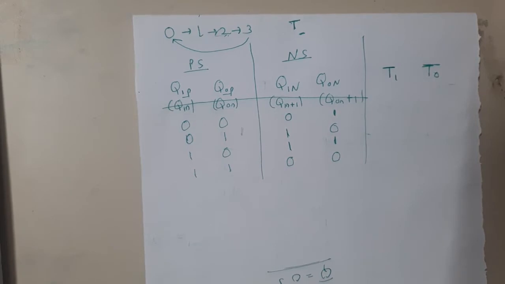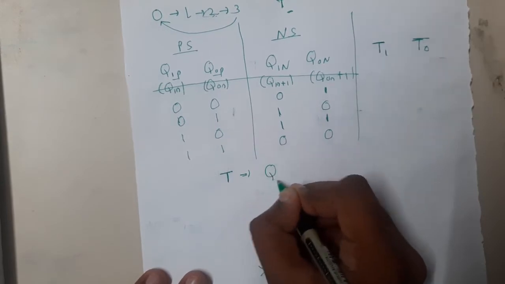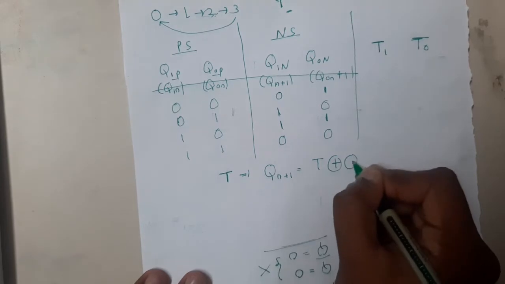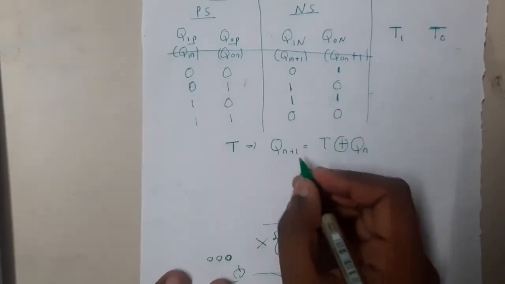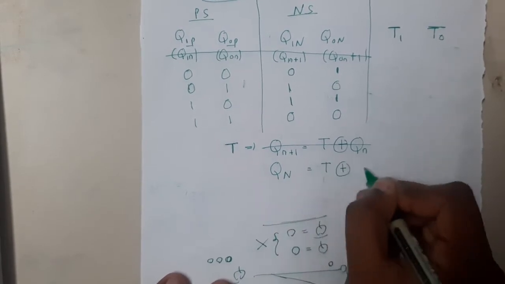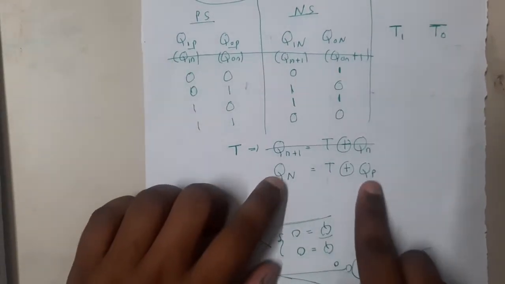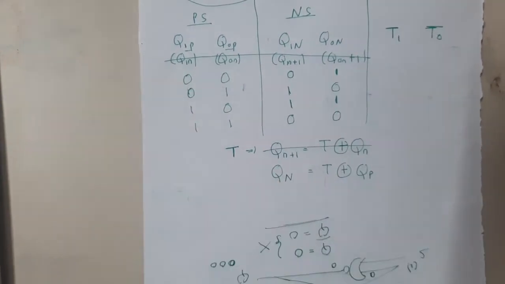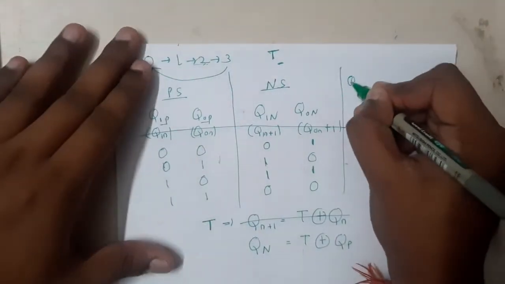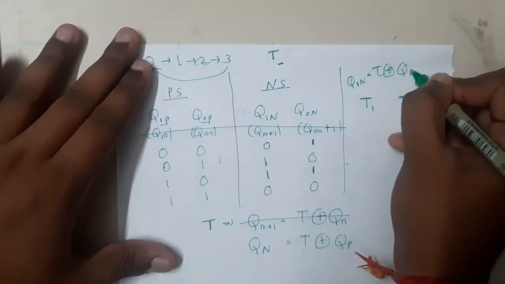Now your question will be, we understood it, but what next? If you recall, what is the characteristic equation of a T flip-flop, guys? It is nothing but Q's n plus 1 is equal to T XOR Q's n. In simple words, you can write it as Q's next is equal to T XOR Q's present. We already know the next value and present value, so our only requirement is T. If you write for this, the equation will look like this: Q1's next is equal to T XOR Q1's present.